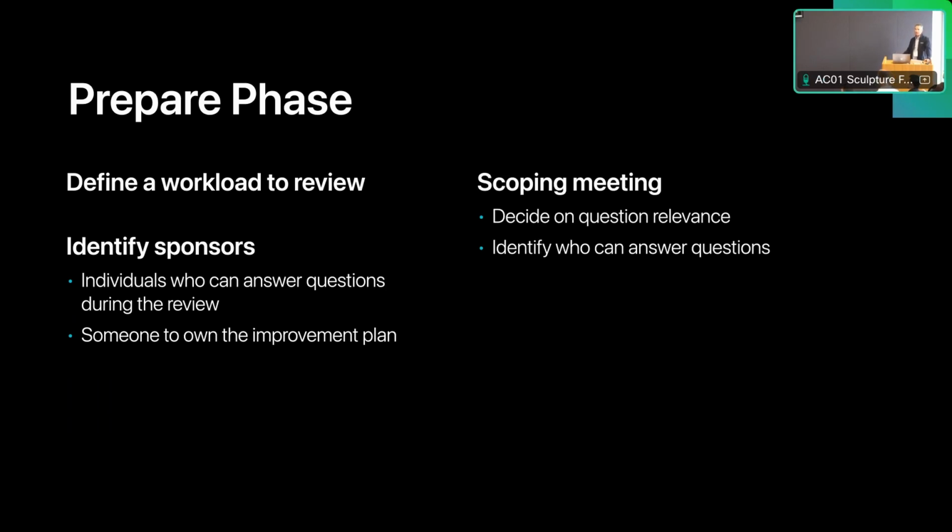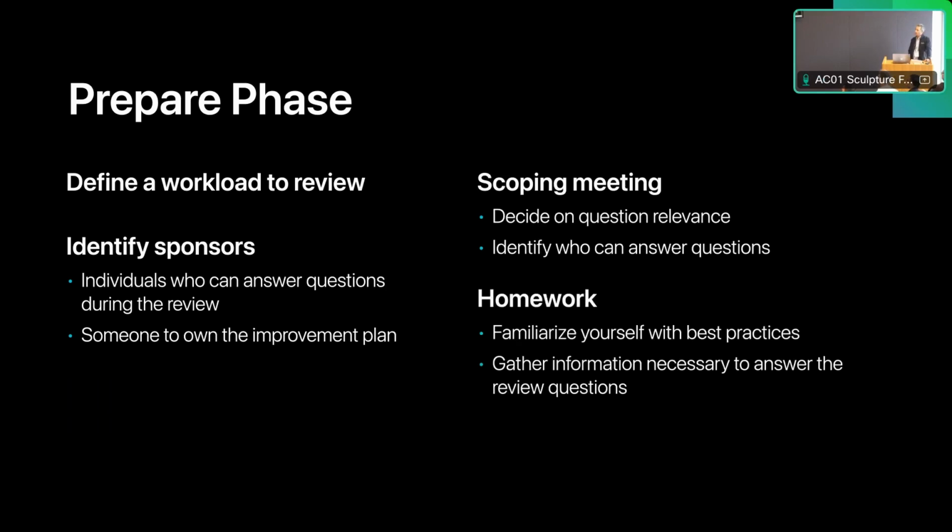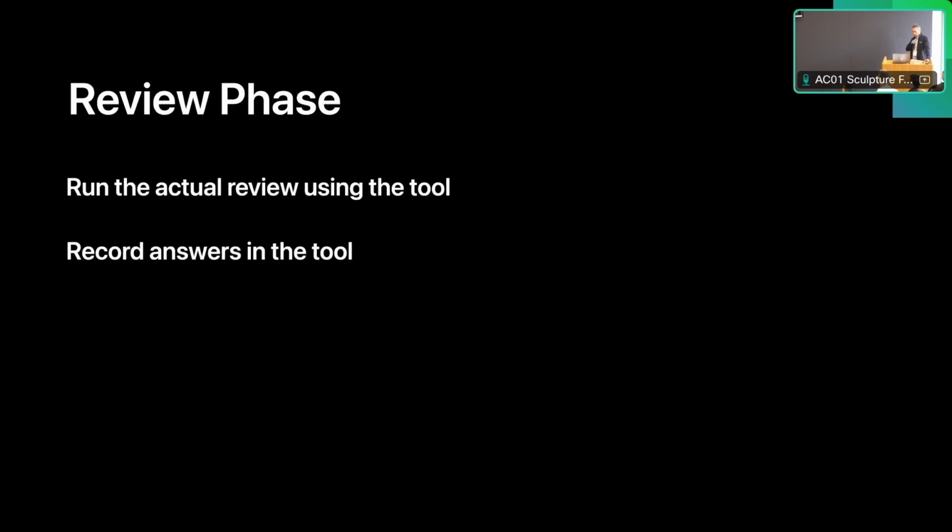There is a not relevant option for questions and best practices. So you could say, okay, this question doesn't quite apply to me. And you'd identify who would be answering which questions so that those folks can then go and do some homework to read up on the best practices and to collect any information that they're going to need to evaluate their solution. When we're doing the actual review, that's where we're using the tool to run the review, record our answers.